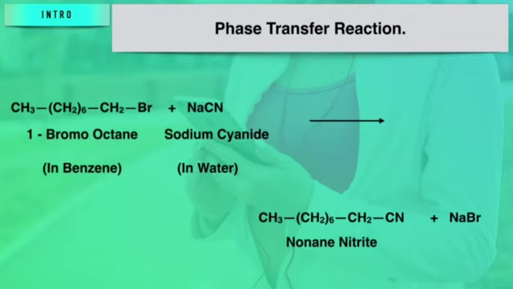Since the organic layer and water layer are immiscible with respect to each other, the question comes: how can the cyanide ion from the aqueous layer move to the reactant and result in the formation of nonane nitrile?